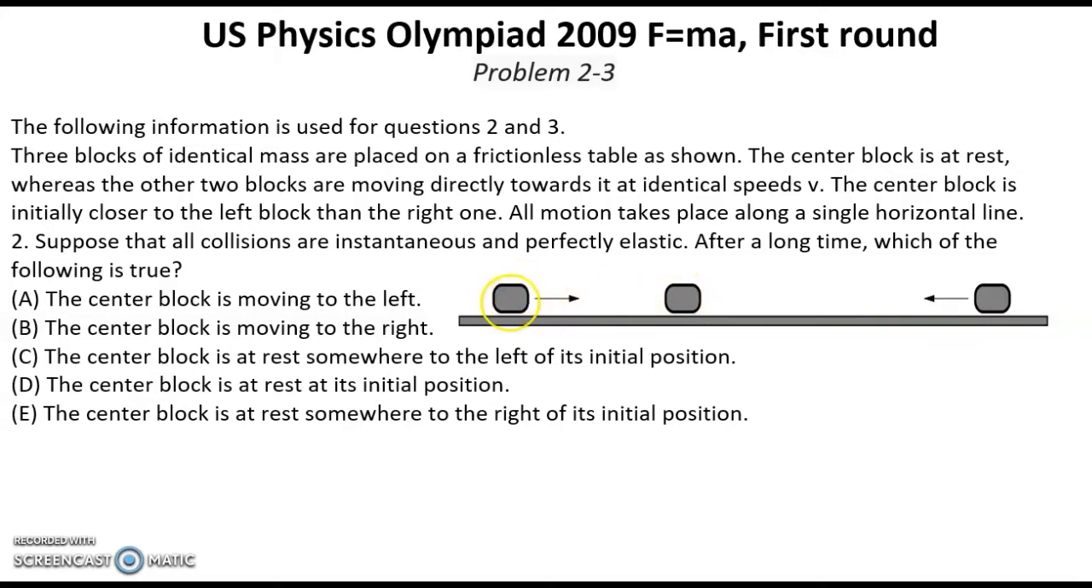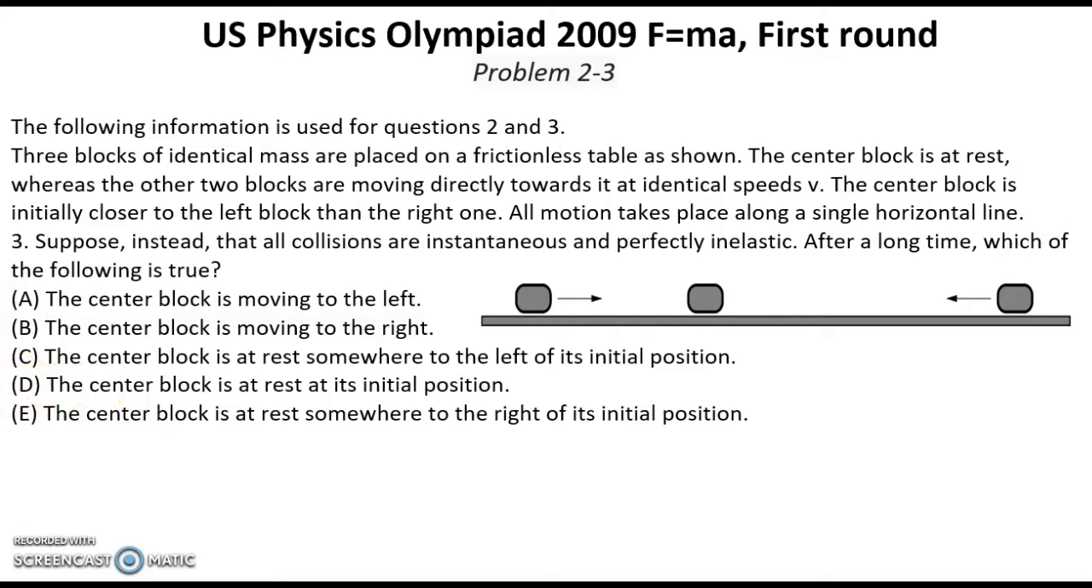It will meet the left block exactly in the same place where they first collided. But now the center block is moving to the right, and the right block is at rest. So they will exchange velocity, and the left block will go to the left, but the center block will stop exactly in the same place as it was initially. So the correct answer is D.